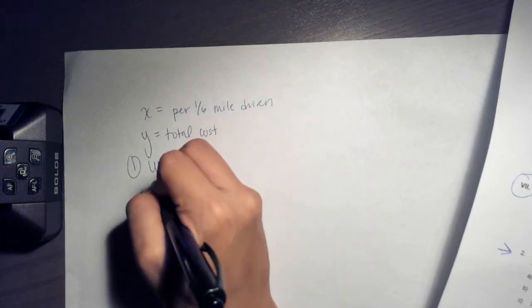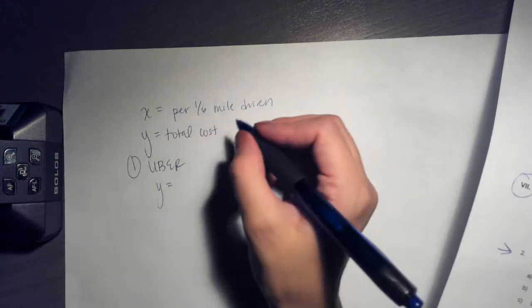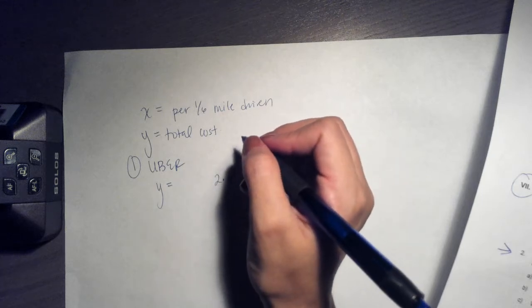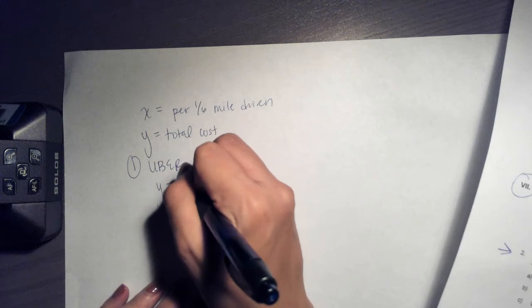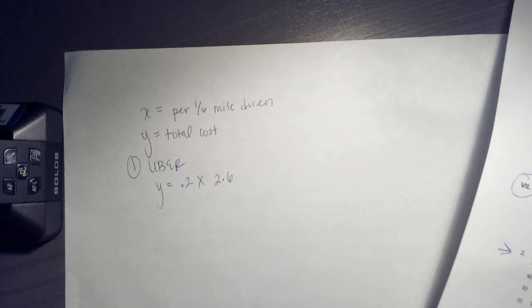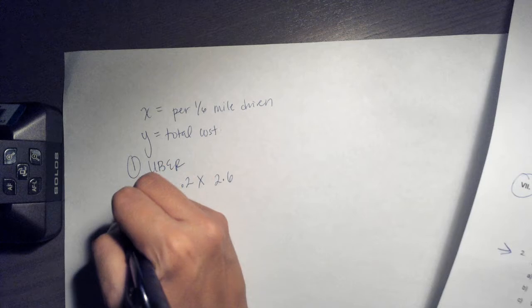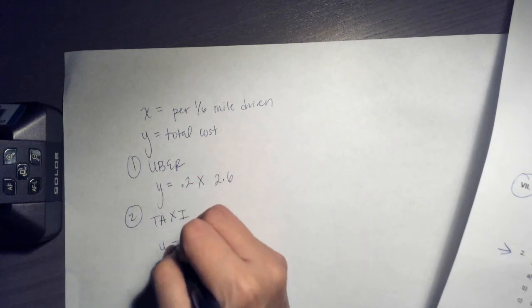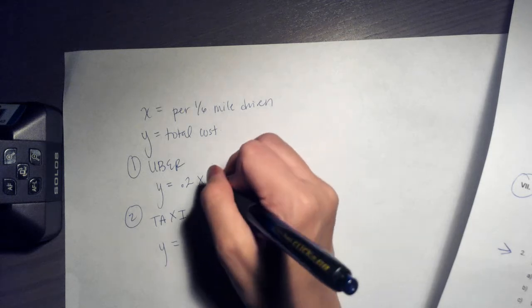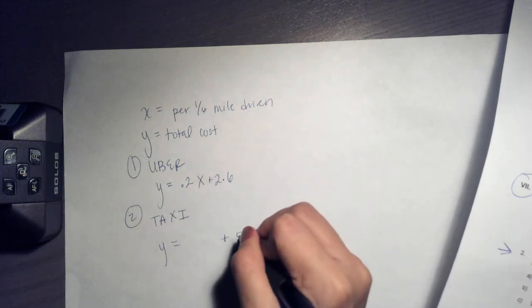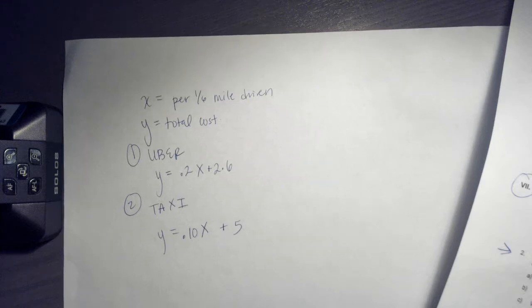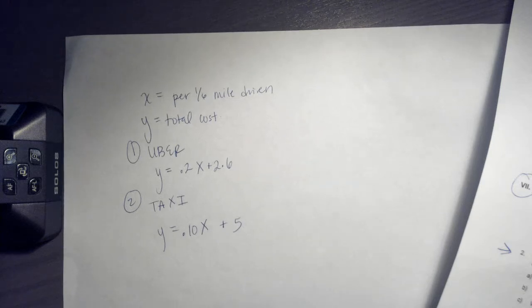So you have $2.60. So that's 2.60, right? 2.6 plus 20 cents per 1/6 of a mile. So 0.2x. Right? And then the taxi, so that's scenario 2, that's your taxi, charges $5, right? That's the flat rate, that's not changing. Oops, I forgot my plus sign. Plus 10 cents per 1/6 of a mile driven. So those are my 2 equations, guys.